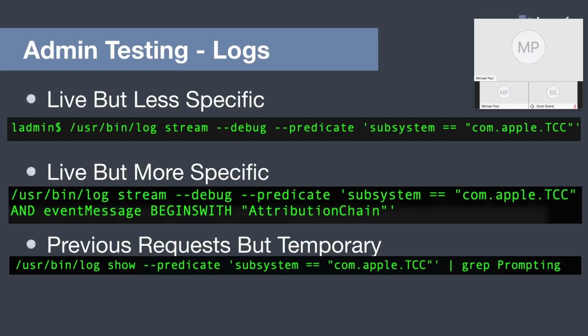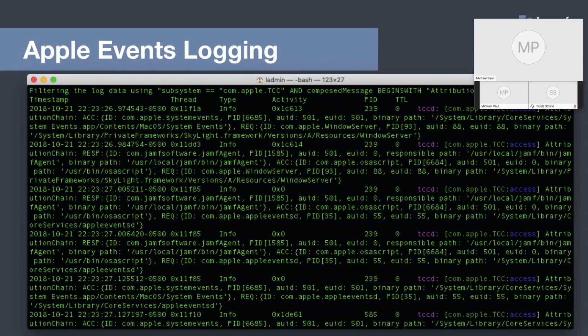If I want to go back and read previous logs, I can do a show instead of a stream and look for the things as well. Now, be mindful, those using the show and looking at the previous stuff do get wiped out on reboot. But let's say I want to use the more specific command. What does my output look like? It's this very clean, super easy to read log, giving me all this helpful information.